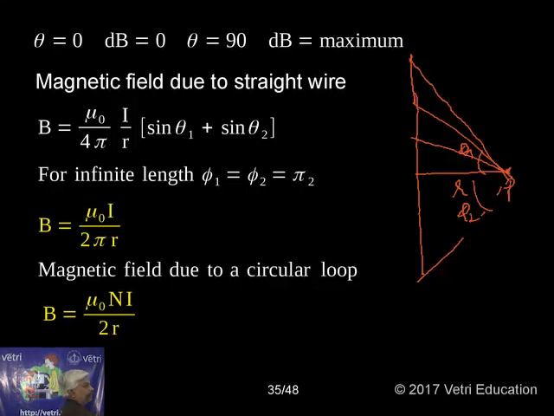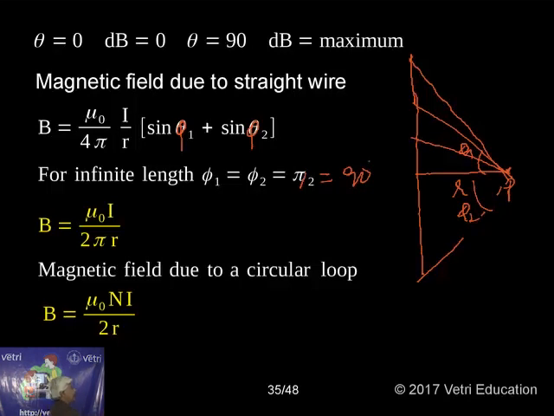What happens? If it goes like that, it becomes like that. Therefore phi 1 becomes 90 degrees, phi 2 also 90 degrees. Therefore phi 1 is equal to phi 2 is equal to pi by 2, that is equal to 90 degrees. For sin 90, what is the value? For an infinitely long conductor, the phi 1 value increases to the maximum value 90, phi 2 is equal to 90. We know sin phi 1 is equal to sin phi 2, 1 plus 1. Therefore, 2 into mu naught by 4 pi, I by r. This 2 gets cancelled: mu naught I by 2 pi r.